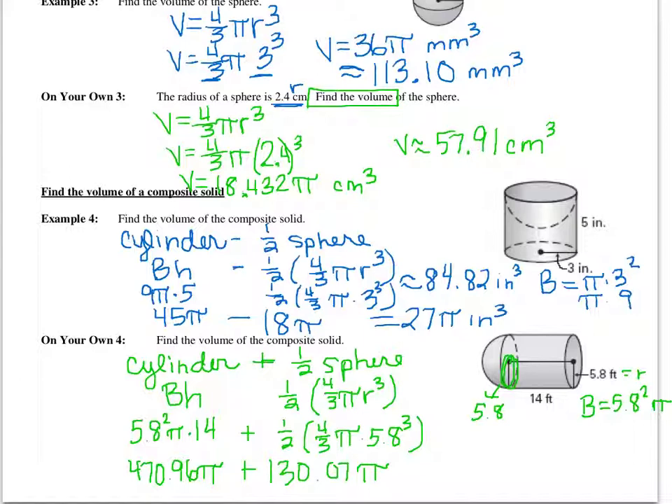So now, to put this all into your calculator, I keep my 130.07, and I keep all of my decimals. So in my calculator, I'm going to do my answer times pi plus 470.96 times pi. So that gives me 1,888 and 21/100. I included pi already, so my units here would be feet cubed because I'm talking about volume.